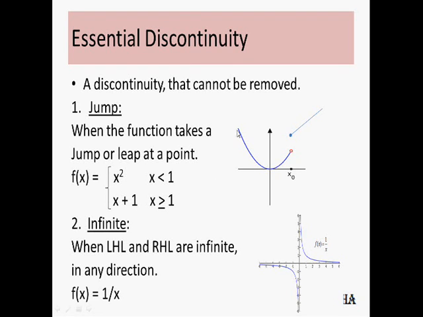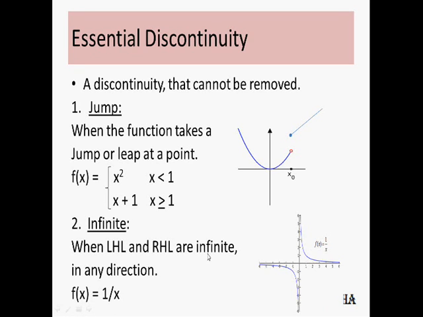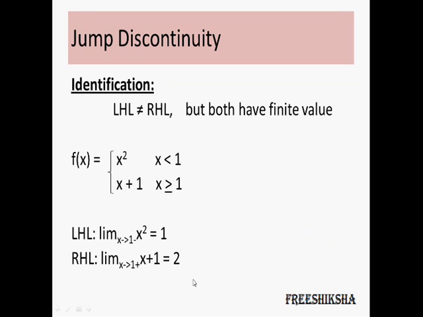So x square is the function's value till x is approaching 1, and as soon as 1 is approached, then onwards it's a straight line x plus 1. So this is a discontinuity, and this type of discontinuity is called jump type discontinuity. And if your left hand limit or right hand limit, or perhaps I should say the limit at a particular point is taking infinite as the value, then you say that the type of discontinuity is essential discontinuity. We'll have a look at this in detail.